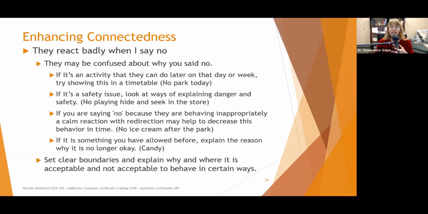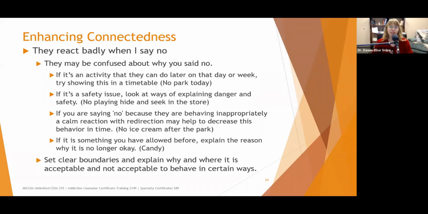If you are saying no because they're behaving inappropriately, a calm reaction with redirection may help decrease this behavior in time. If they're misbehaving at the park, you can tell them, okay, we're not going to go to get ice cream because you were choosing to push other children at the park, and we've got to leave now because you chose to push children. So you're taking it back and connecting it with their choices.